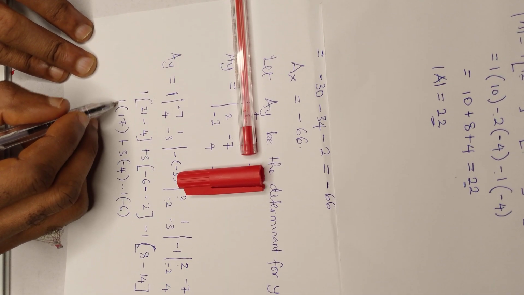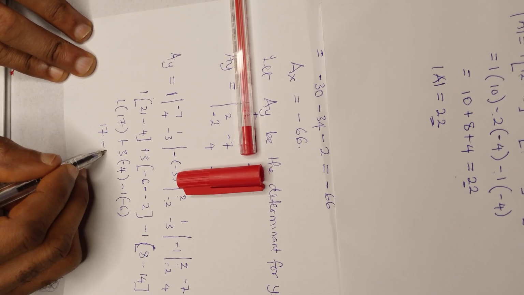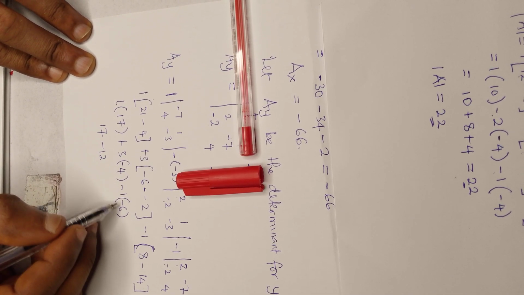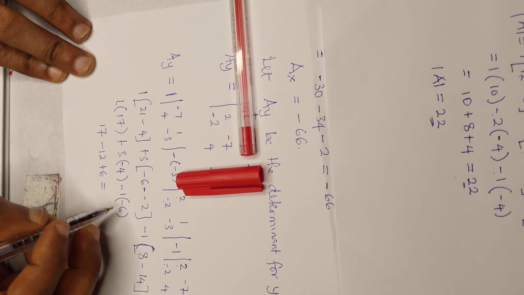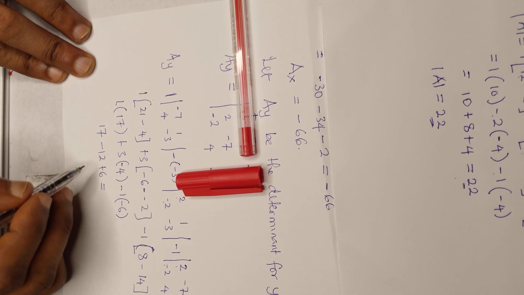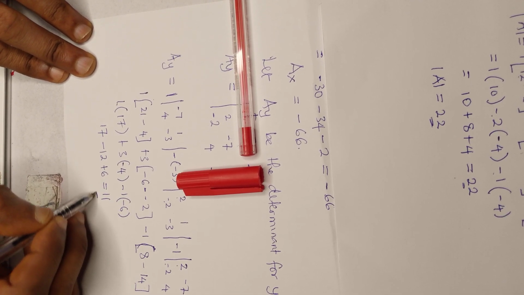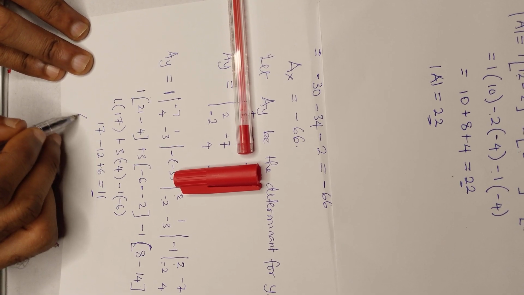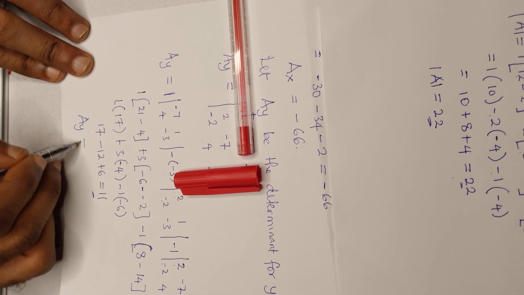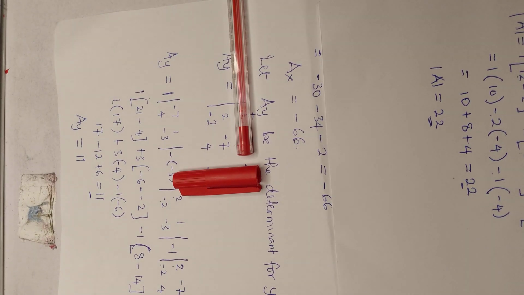So this will give us 1 times 17, 3 times minus 4 is minus 12, minus 1 times minus 6 is plus 6. So when you solve this out, 17 minus 12 is 5, plus 6 is 11. So our determinant for y is 11. So far so good. We've gotten the determinant for y.